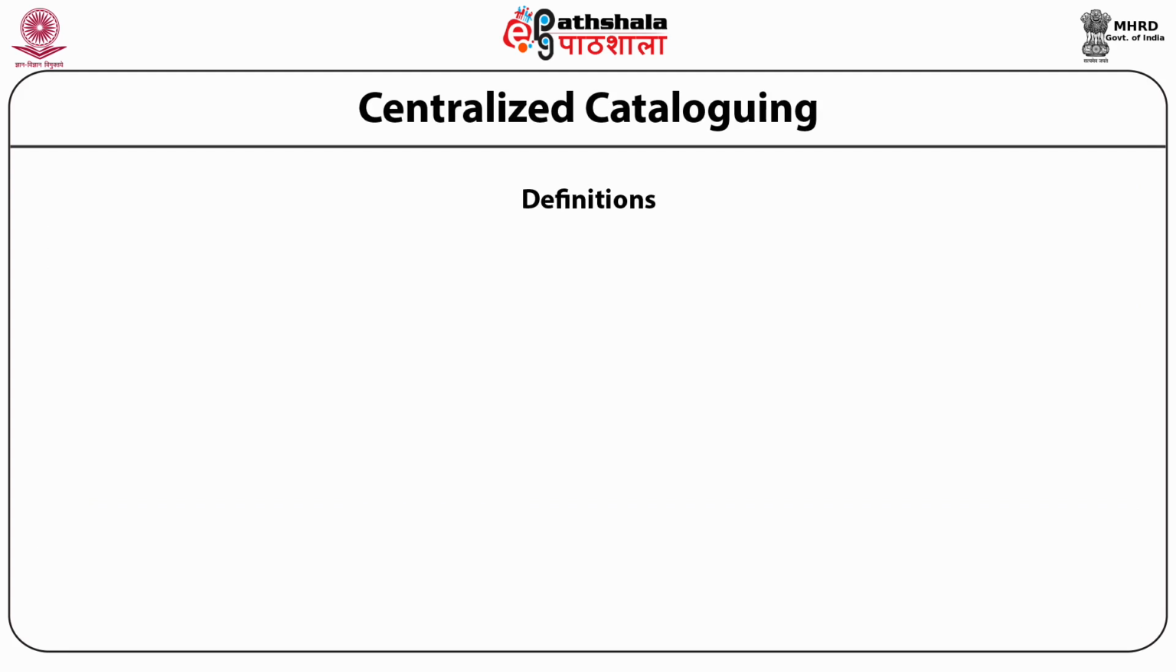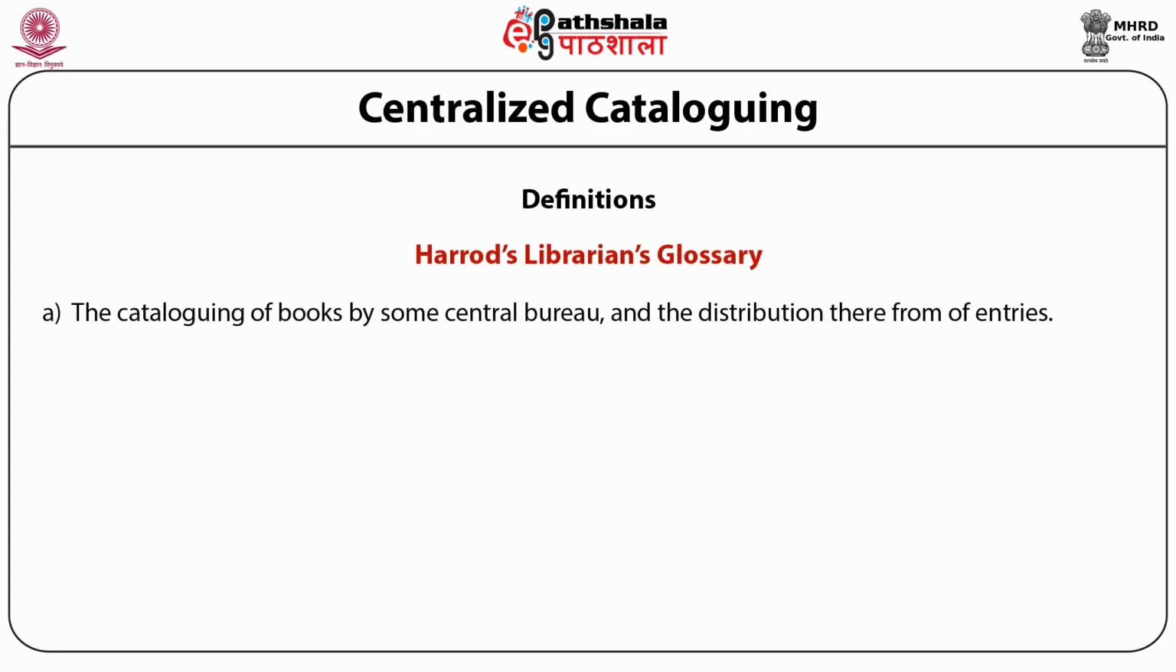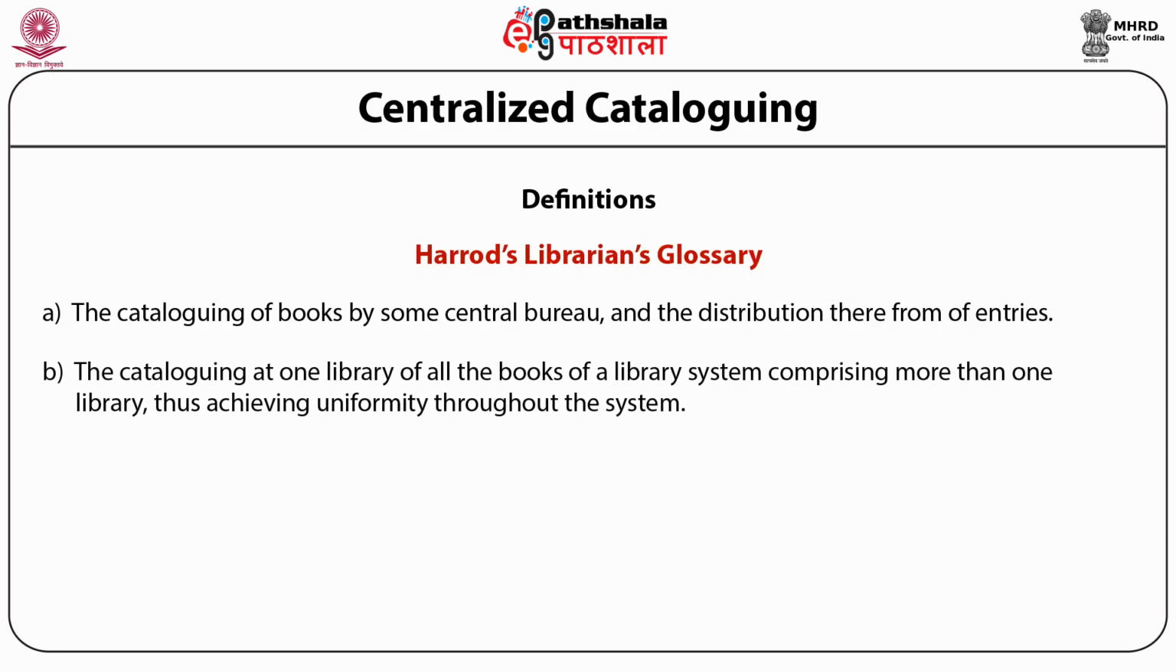Definitions of centralized cataloging. Harrod's Librarians' Glossary has defined centralized cataloging as: first, the cataloging of books by some central bureau and the distribution therefrom of entries. Second, the cataloging at one library of all the books of a library system comprising more than one library, thus achieving uniformity throughout the system.